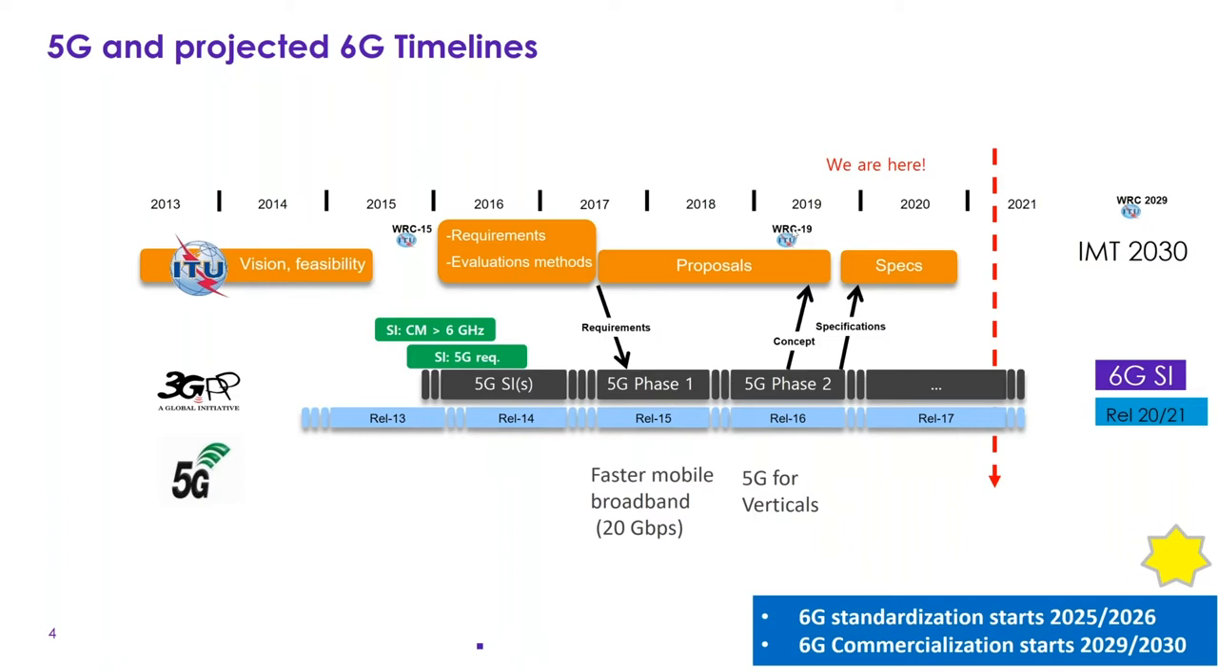Now, in terms of 6G, the expectation is that maybe around 2025-26 we will start the first study item on 6G. So before that there will be a lot of research to develop the technologies, then 3GPP will standardize this starting from 2025-26, so that by 2029-2030 we will have 6G commercially deployed globally. So the expectation is that 6G commercialization starts in 2029-2030.